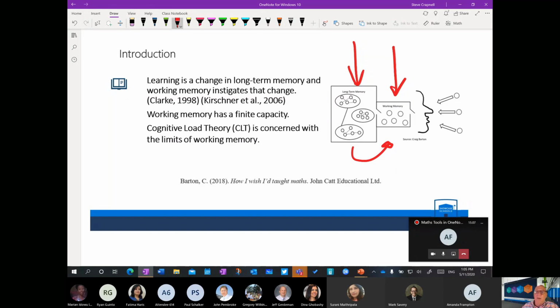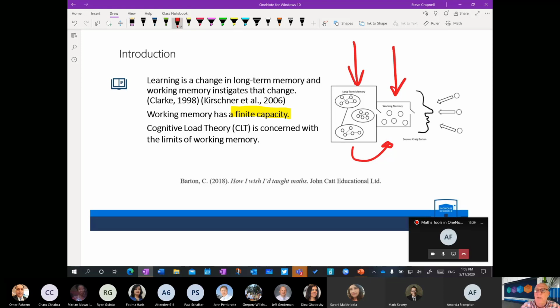Now, the working memory is best thought of as the here and now. It's how the student is interacting with the environment around them. But more important than anything else, the working memory has a finite capacity. So we've got to be very careful about how we operate in our teaching and learning environment, because once that working memory is full, no learning can occur.